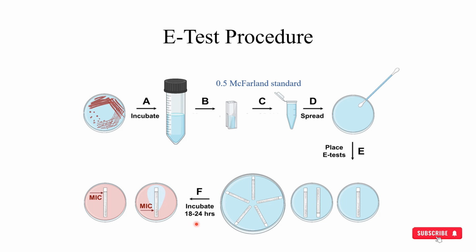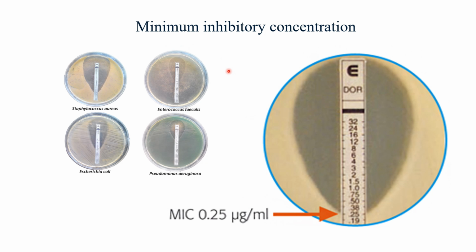The incubation time will vary, and we will observe the zone of inhibition. By seeing the zone of inhibition, we can determine the MIC of the antibiotic towards the particular organism. After incubation, we will have different observations depending upon the organism towards the E-strip of the antibiotic, because different organisms will give different observations depending upon the strip we are using.